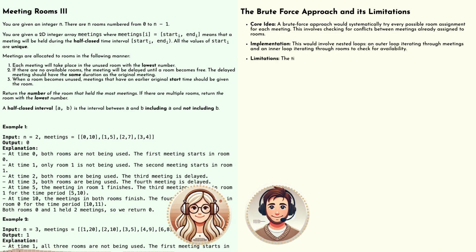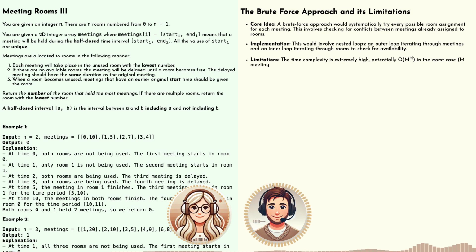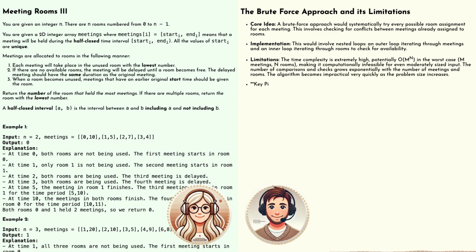That's a great analogy. So, okay, let's make this concrete. Imagine we have 3 meeting rooms and a whole list of meetings. Some overlap, some don't. It's like a scheduling puzzle. Exactly. What's the first approach that comes to mind?